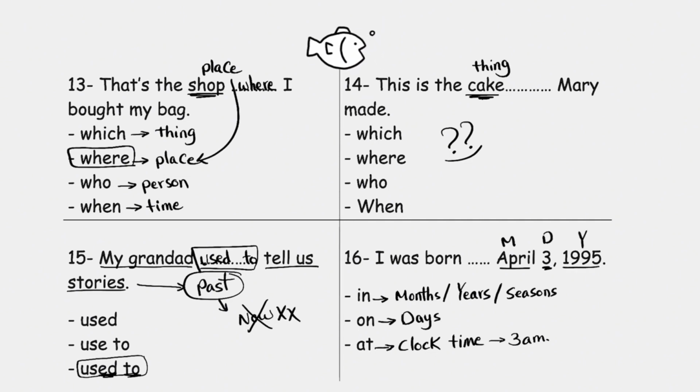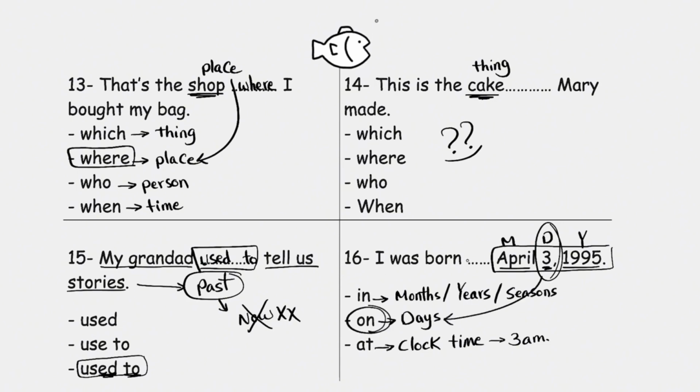Listen, guys, because this question is confusing. If you have a full date like this, just look for the days. If there's a day, like here, 3, go for days. On. I was born on April 3rd, 1995. I don't care about the month. I don't care about the year. If there is a day, just use on.